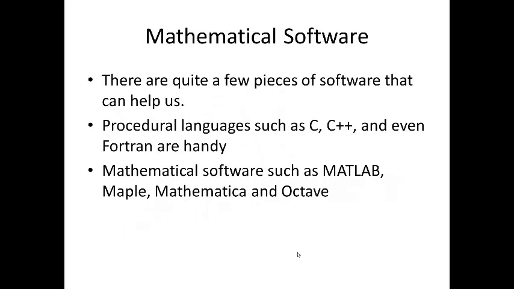So to aid us on this journey, there's some mathematical software, and there's quite a few pieces that can help us. Well, procedural languages such as C, C++, and even good old Fortran are handy for solving these problems, and there's also great mathematical software out there such as MATLAB, Maple, Mathematica, and Octave. But keep in mind, in solving the computer problems, you should focus on gaining insights and better understanding of the numerical methods involved.